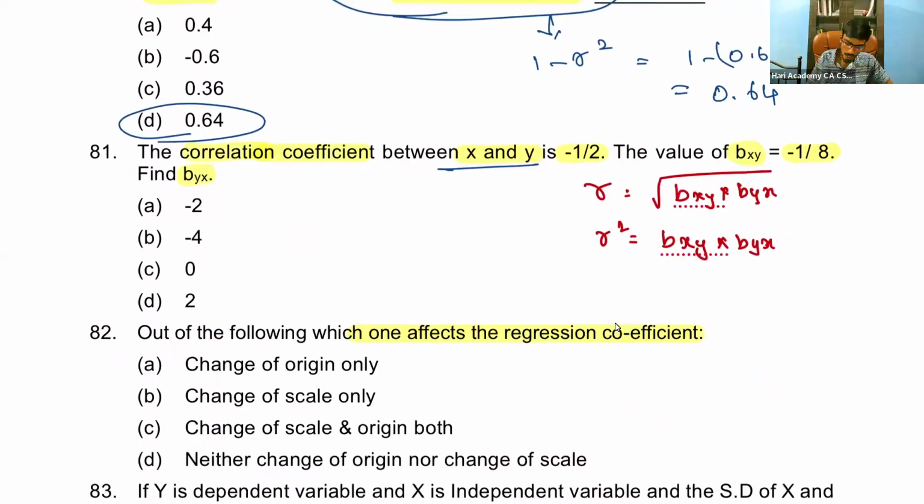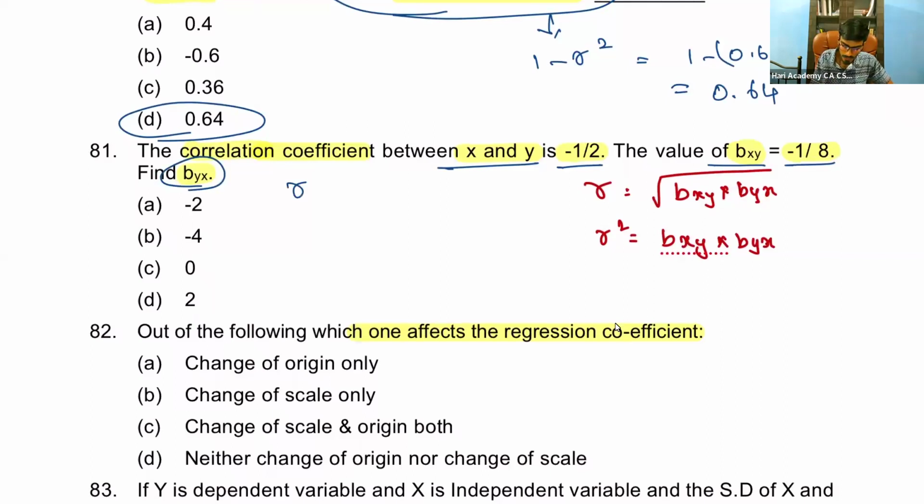Then question number 81. The correlation coefficient between X and Y is minus 1 by 2. The value of bxy is minus 1 by 8. What is byx? We know one property: if the r value and bxy value are both negative, the byx value should also be negative. In that I am having only A and B as options. C and D I will omit. From here I am going to get it.